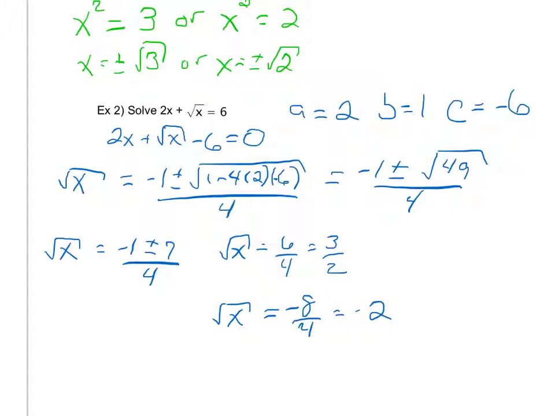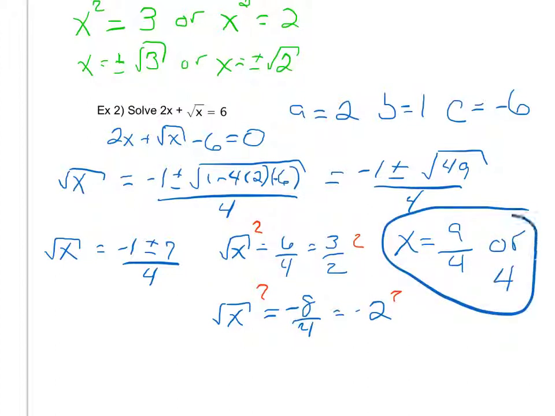So I'm going to square both sides, because when I wanted to get rid of the square in the previous example, I took the square root. Now when I want to get rid of the square root, I'm going to square both sides, giving me x equals 9 over 4, or 4 for my two final answers.